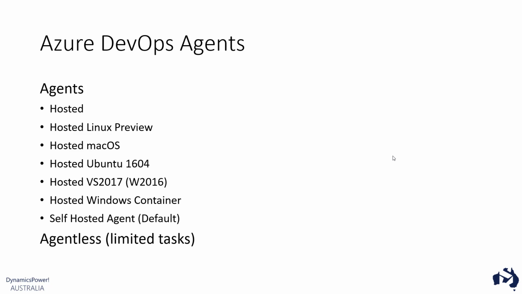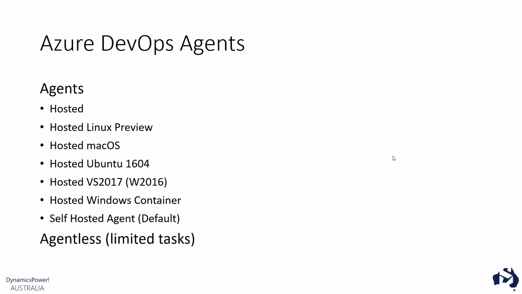And I updated that slide, but it didn't update for some reason. There's VS 2017 on a Windows 2016 platform. They've also got VS 2019 on a Windows 2019 platform. And you've also got some tasks that will run agentless. And why would you want to run something on an agentless platform?